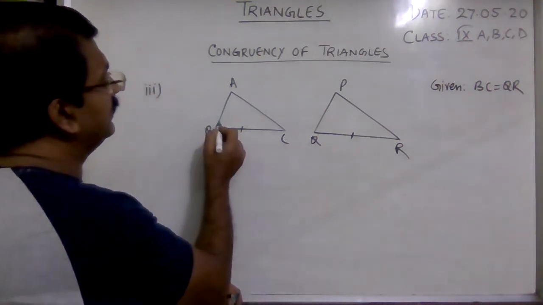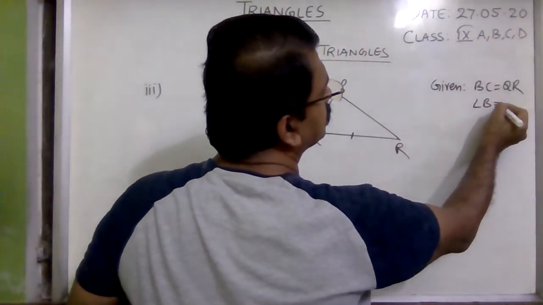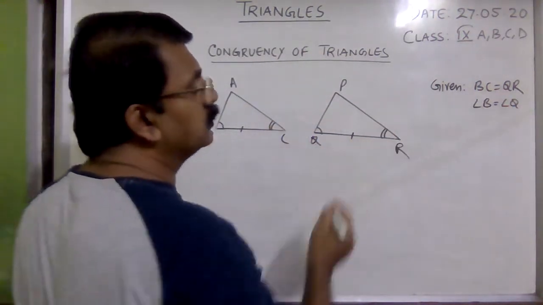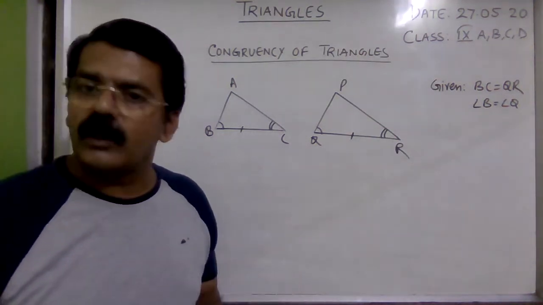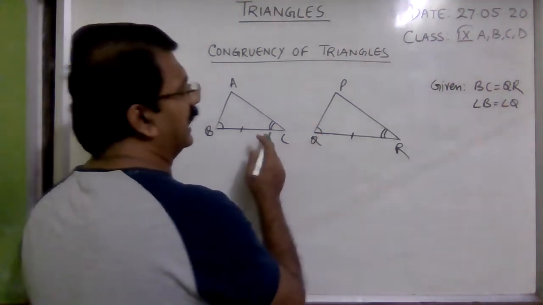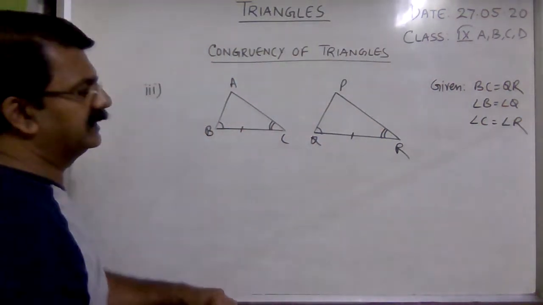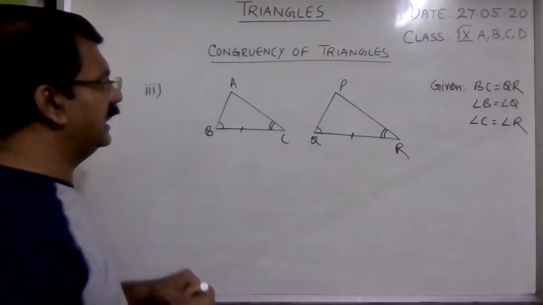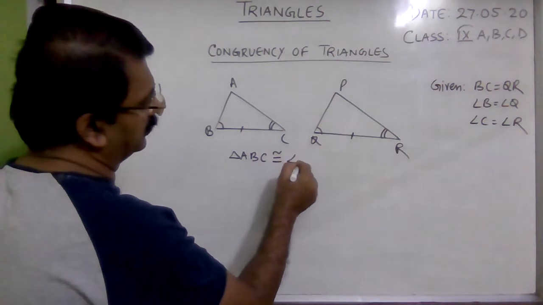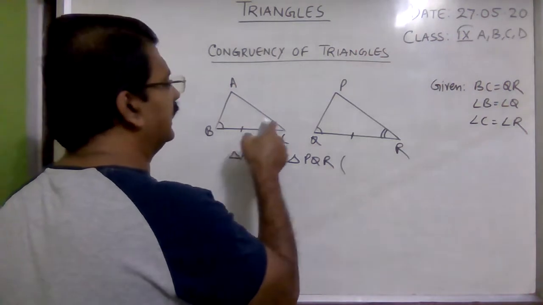But they have given that angle B is equal to angle Q and angle C is equal to angle R. Means two corresponding angles are also given equal, and one corresponding side. So if this information is given, once again we can say that triangle ABC is congruent to triangle PQR, and now it is called angle side angle.